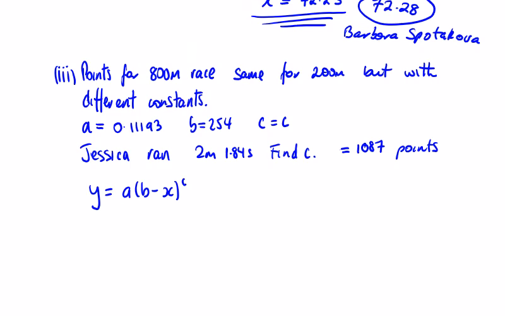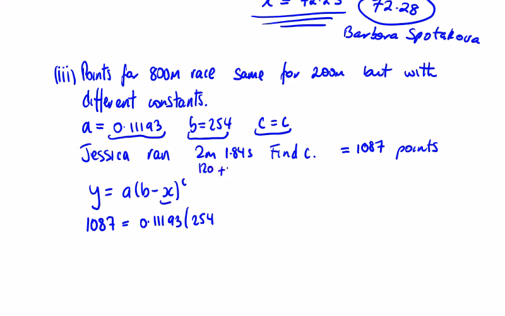Last part of this question, another log question. So you're told the points for the 800 meter race are the same for the 200, but with different constants, or to calculate the formula, same formula used. We're told A is this, B is this, and we're asked to find C. And we're told that she ran it in 2 minutes, 1.84 seconds. So filling this information in, she got 1087. A is 0.11193. B is 254. And X is what she ran it in, which is 2 minutes.